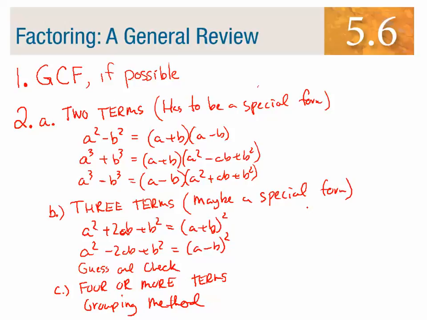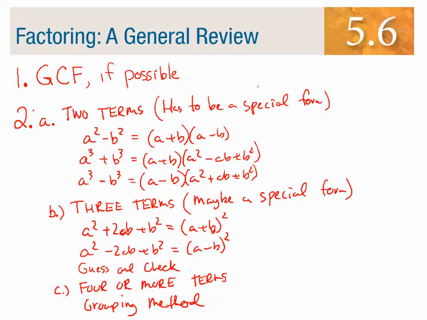So 5.6 is finally, we've been looking at pieces all throughout 5.1 to 5.5. Finally, we're going to put it all together. So how does the puzzle look? What do we do? Is this right here. So first step, in factoring there's only 2 steps. The book says 5. I don't think so.